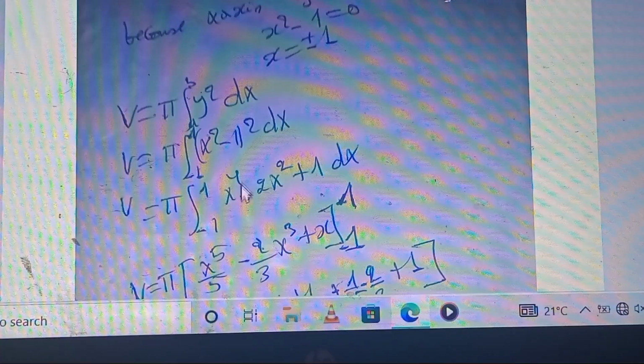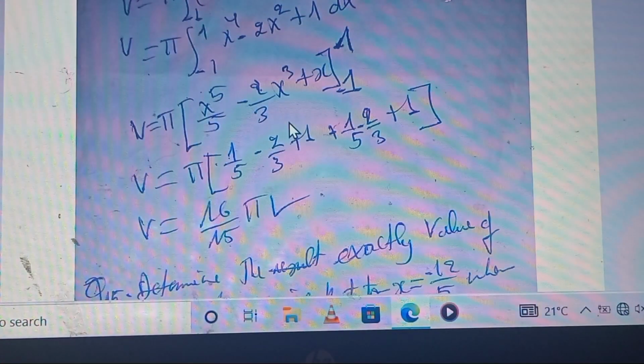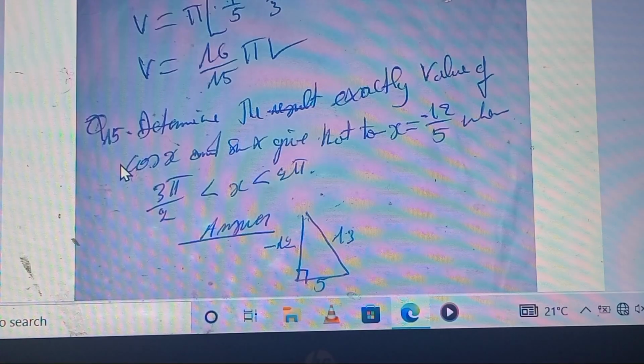Then you must start by expanding that one. Then you will get V equal to pi times the integral from negative 1 to 1 of x to the fourth minus 2x squared plus 1 dx. Then you integrate. After integrating, you replace 1 and negative 1. Then you get V equal to 16 pi over 15. That is the correct answer. Question number 15. You are asked to determine the exact values of cos x and sin x given tan x is equal to minus 12 over 5 on that interval.